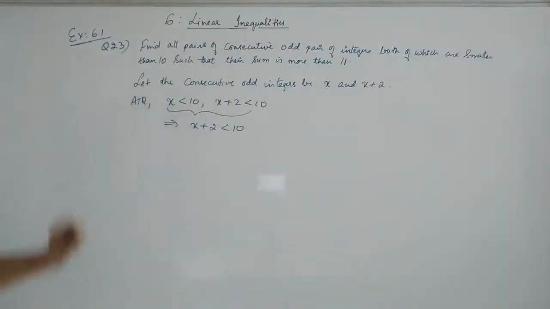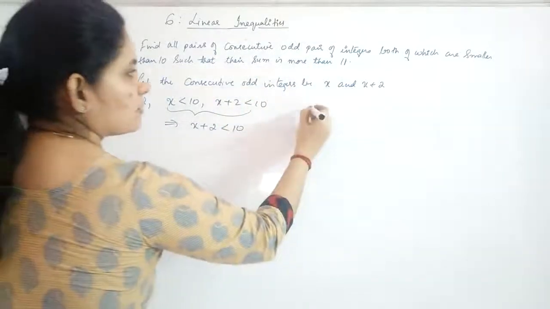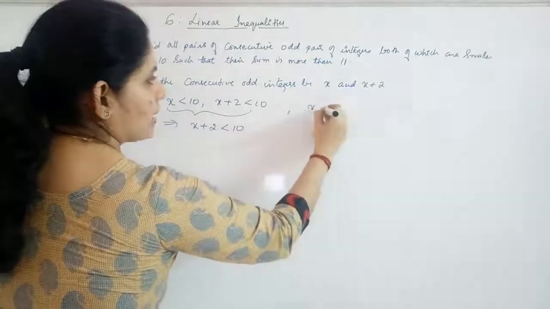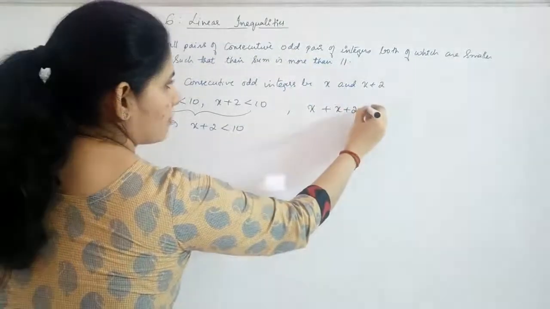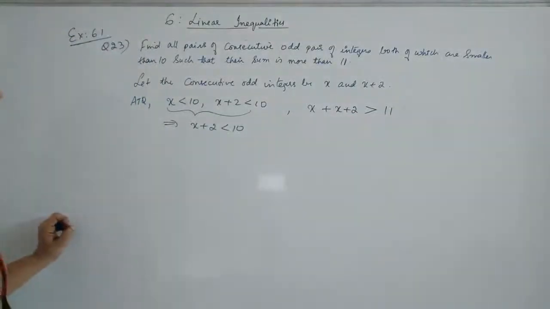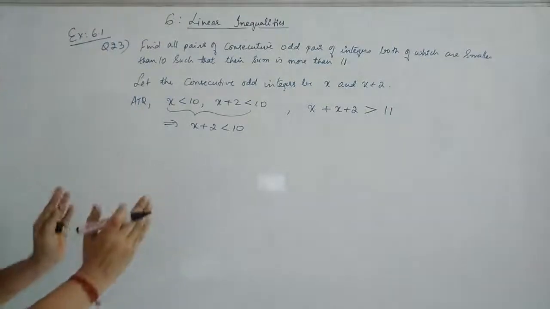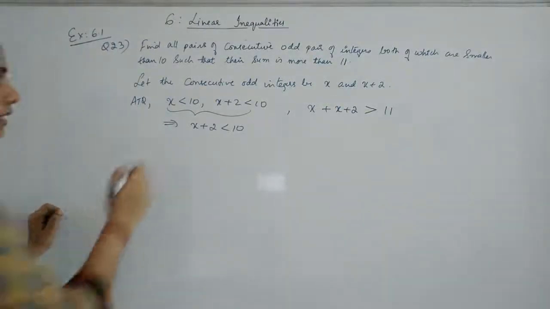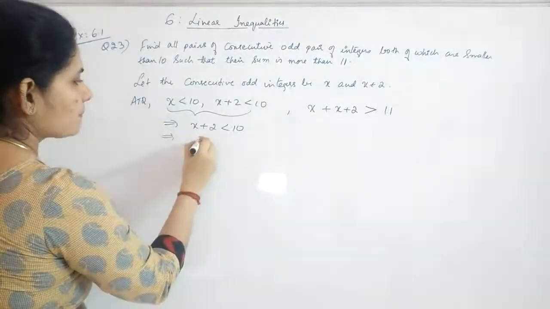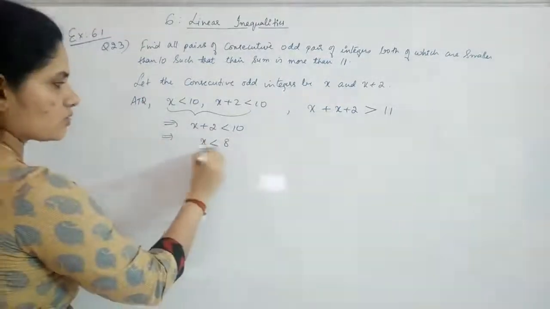Now what is the second inequality which they are saying? Their sum is more than 11. Their sum means the sum of x and x plus 2 is more than 11, so you'll get greater than 11. So from here you will get one inequality and from here another. Combining these two you will get a double inequality. Here you are getting x is less than 10 minus 2, which is 8. So this is one inequality.